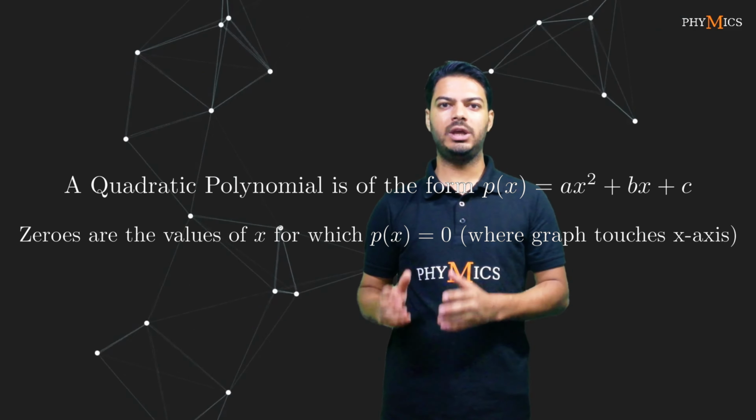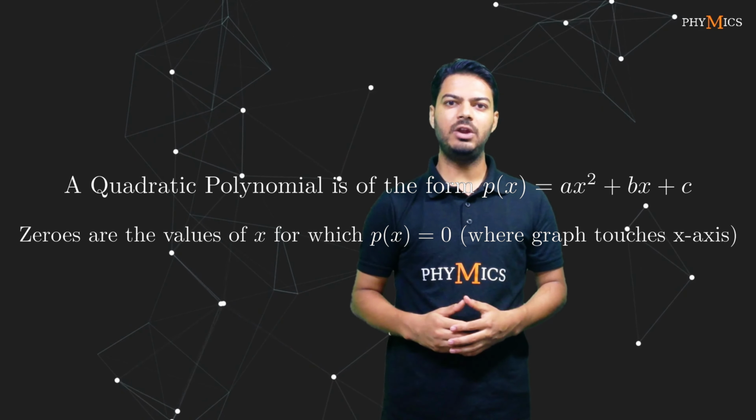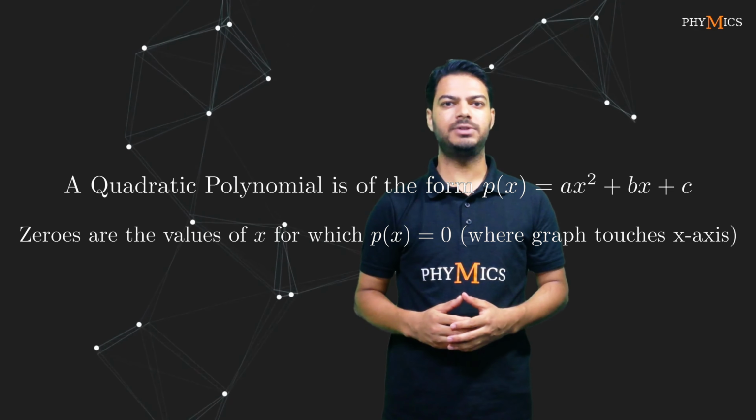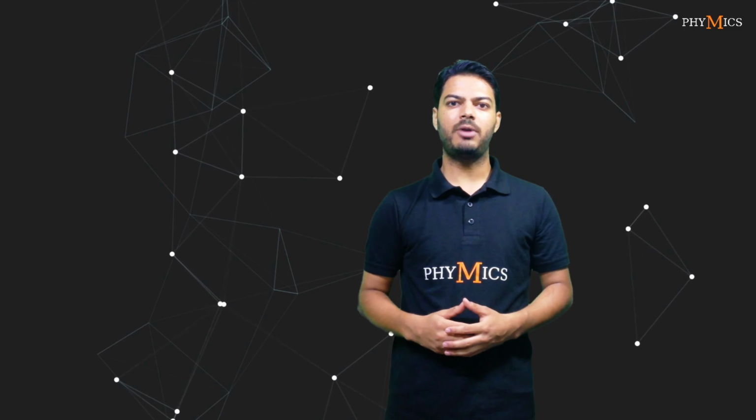Since a quadratic polynomial is in the form p(x) equals ax square plus bx plus c, where a is not equal to 0, the zeros are the values of x for which the polynomial becomes 0, or simply where the graph cuts the x-axis. So let's solve the graphical problems from the NCERT.